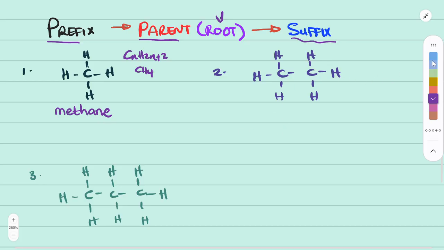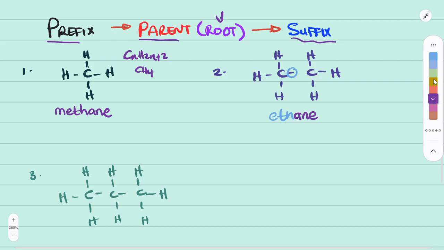Then we have this second one over here. We see that we have two carbons now, and between those two carbons there is one bond, telling us that this is an alkane. How many carbons do we have in that alkane? Two, and 2 is eth. So this is going to be eth, and then we can put in the suffix, which is A and E.